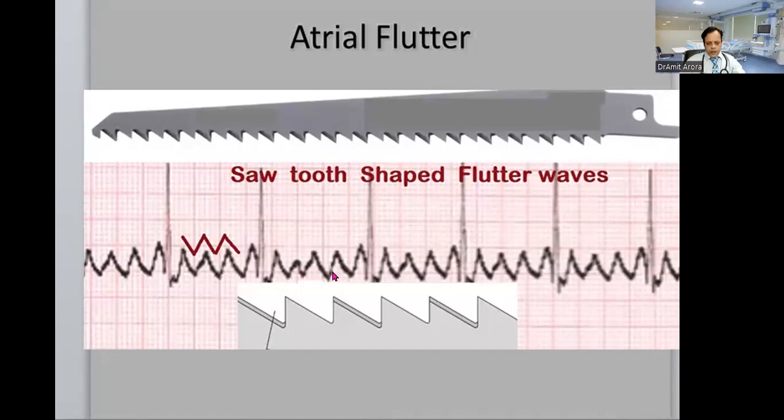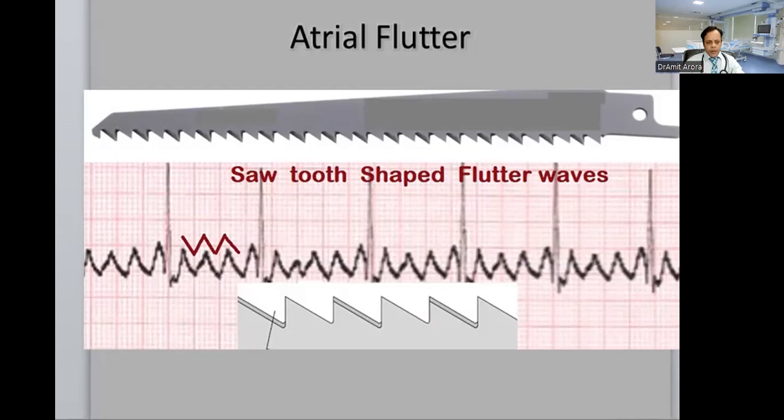Here we can say these are 1, 2, 3, 4. So 4 flutter waves are there, meaning the atria are contracting 4 times faster than the ventricle. After depolarization 4 times, one impulse is passed into the ventricle and produces one QRS. So atrial flutter could be a regular rhythm or it could be regularly irregular. Let me show you in the next slide.